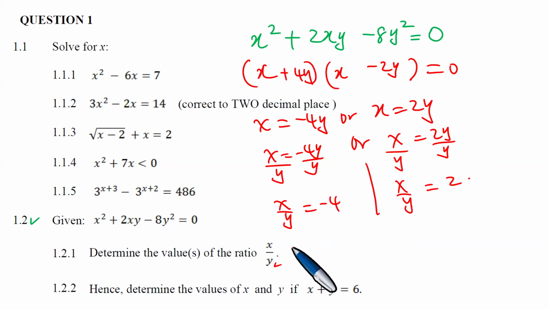So we got the values of x over y. X over y is minus 4. X over y is 2. And we are done. So we determined the values of the ratio here. Next.